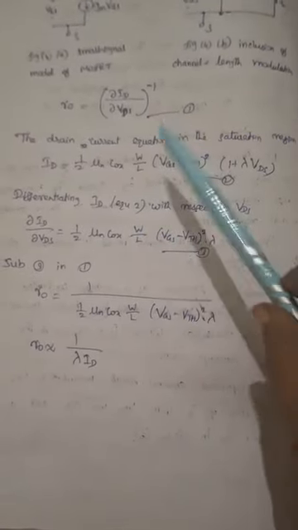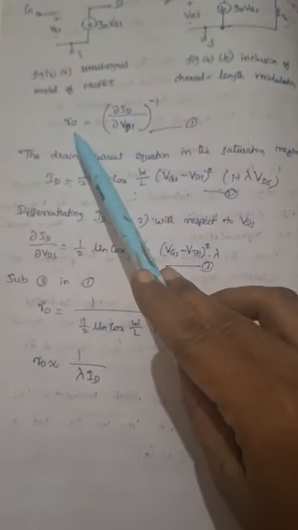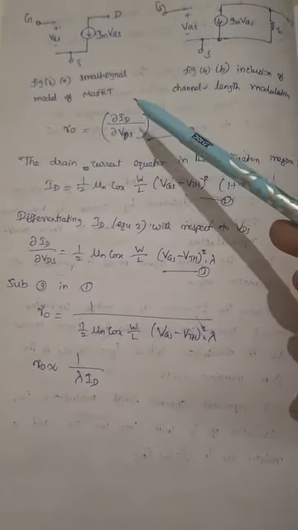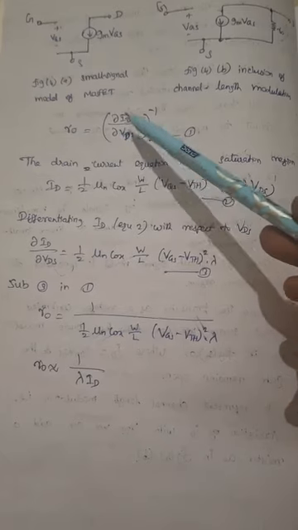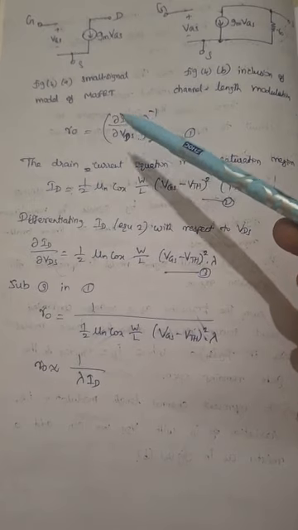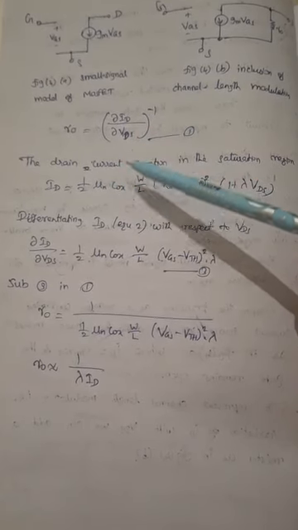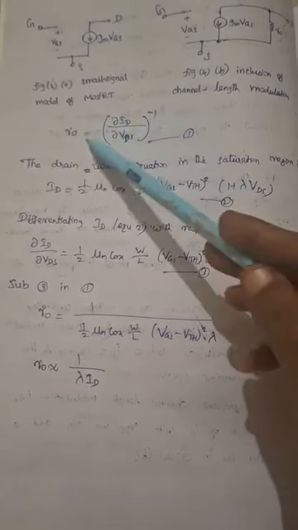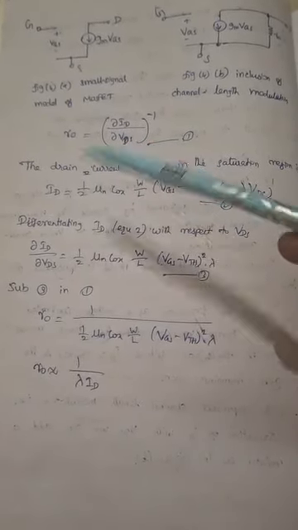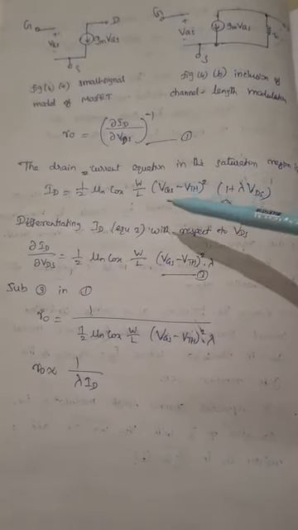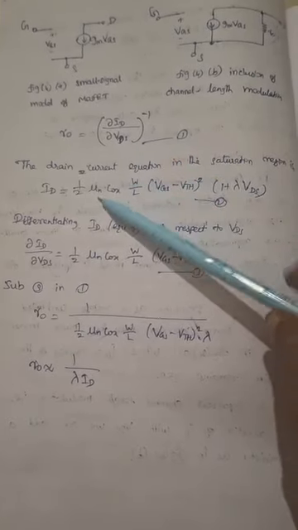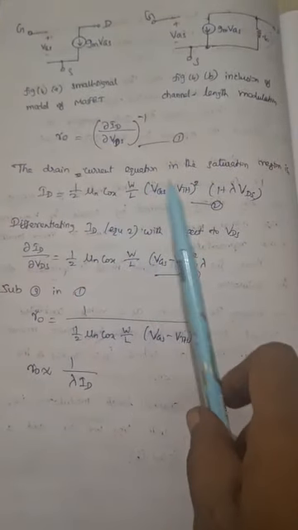So now we are going to find what our RO is. To get RO, we just consider dou ID by dou VDS. When you differentiate this ID with respect to VDS, we will get this value. That's why we have inverted this equation here. So we have ID. Now I am going to differentiate this ID with respect to VDS. So what we are going to get is this.